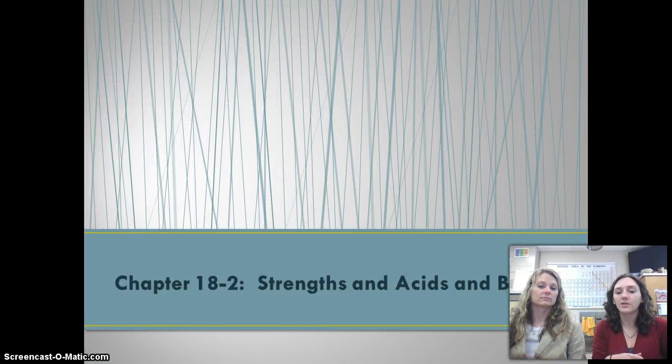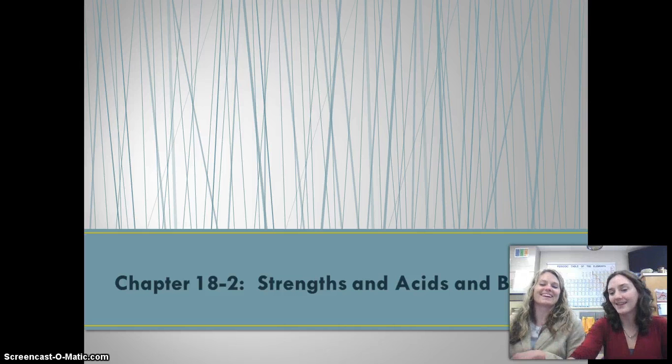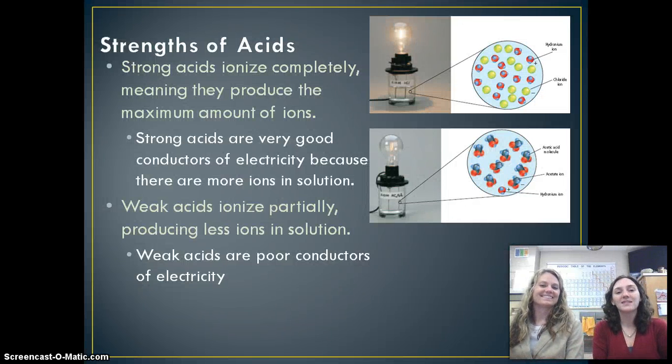Okay, 18.2. You probably can't see that, but it says strengths of acids and bases. It's right behind our heads. Strengths of acids. If you have a strong acid, it's going to ionize completely, so 100%, or as close to that as you can. They produce the maximum amount of ions.